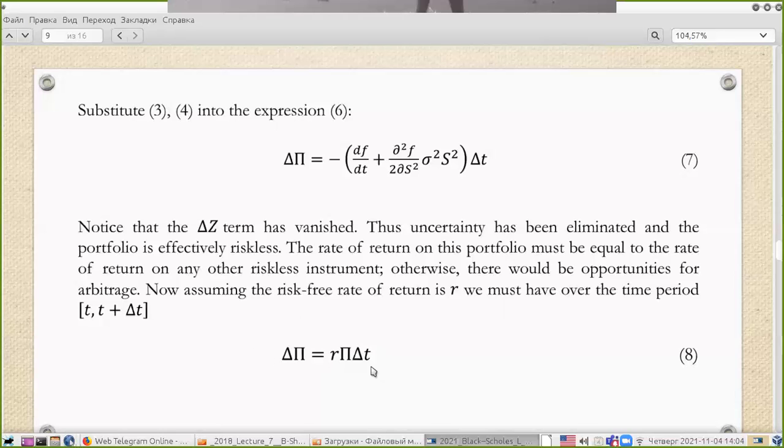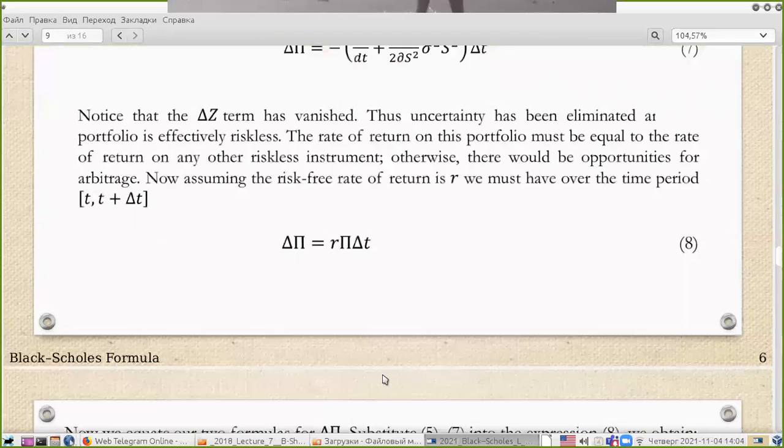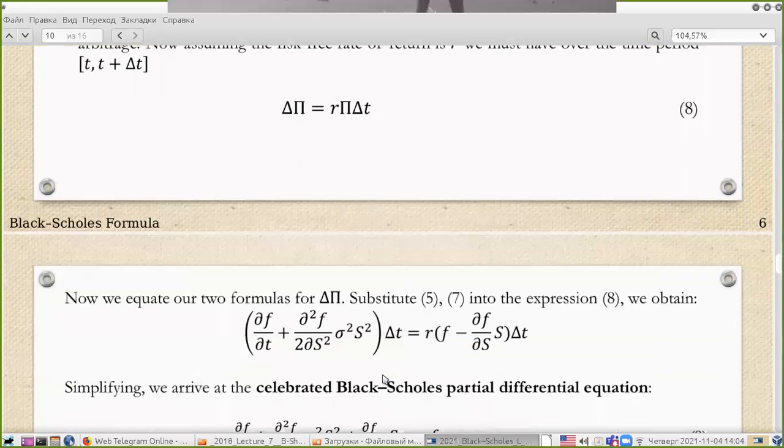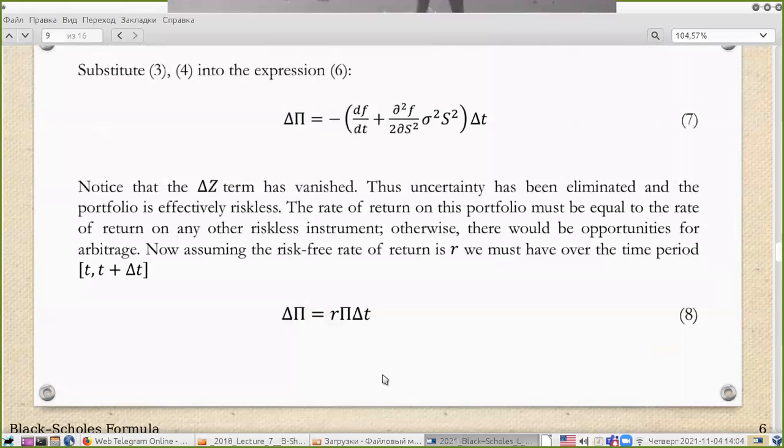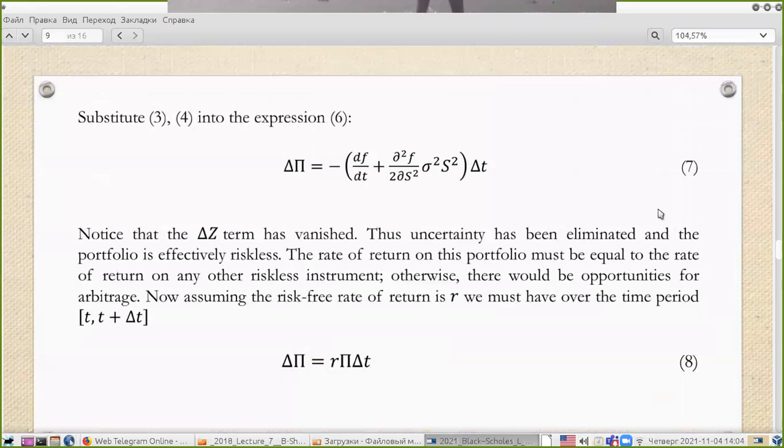From this equation we can get the formula. So we have two formulas for delta P: formula 7 and formula 8. You see that this delta P is the same, so we can write that this part on the right side equals this part on the right side of formula 8.